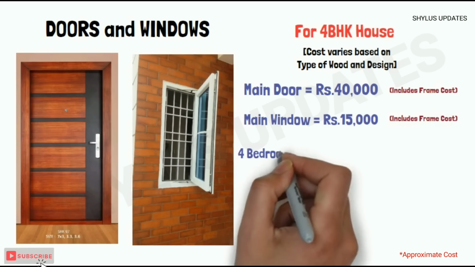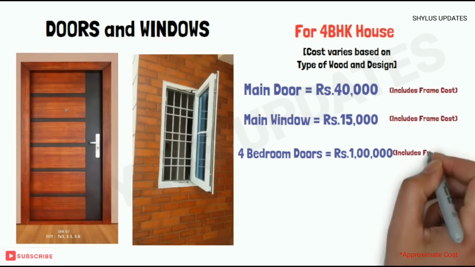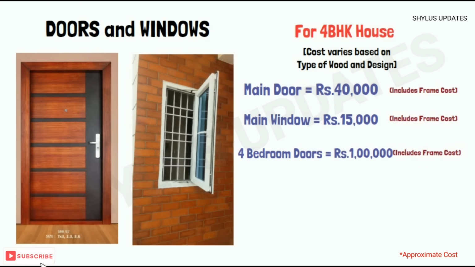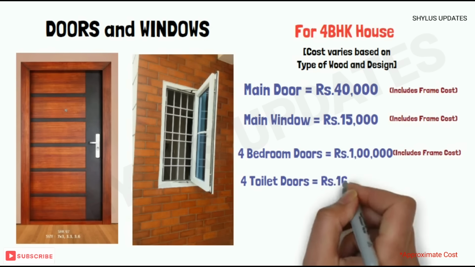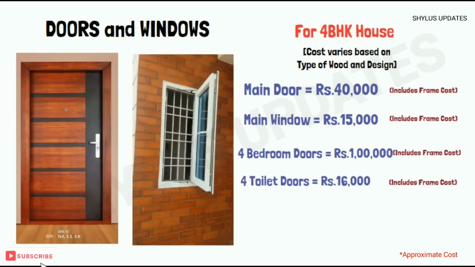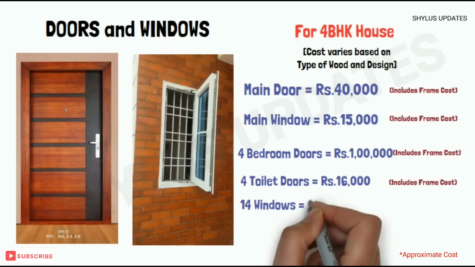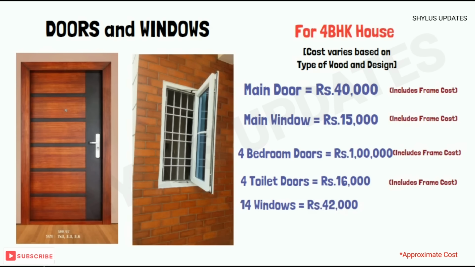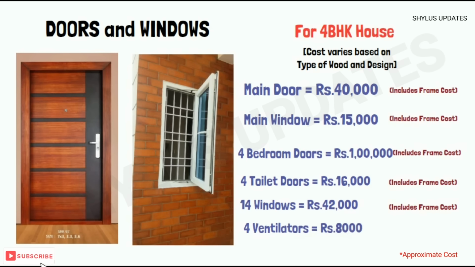4 bedroom doors rupees 1 lakh, which includes frame cost. 4 toilet doors rupees 16,000, which includes frame cost. 14 windows rupees 42,000. 4 ventilators rupees 8,000.